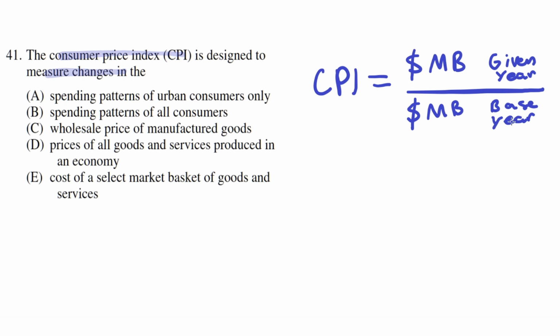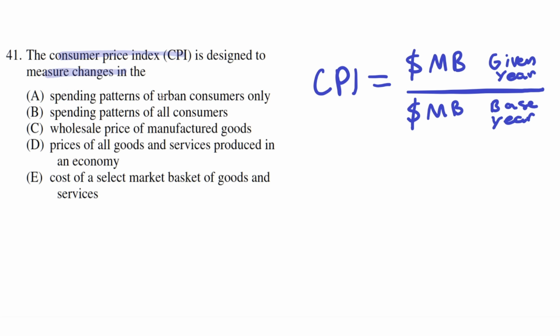The base year could be a year like 2000, and the given year could be any year afterwards, like 2003, or even a year before that. The base year is used as a comparison model for other years. So the CPI is typically used to track the change in price of this market basket of goods. Now, with this, let's look at the answer choices.